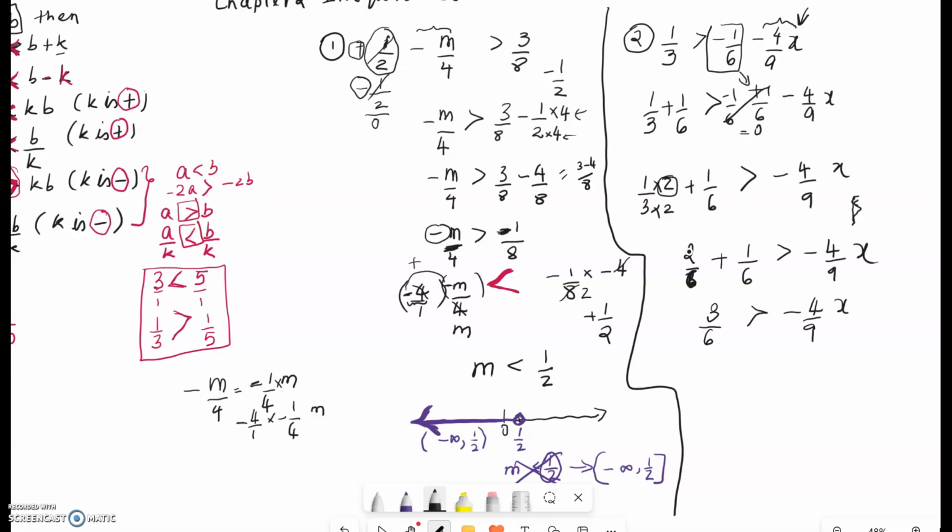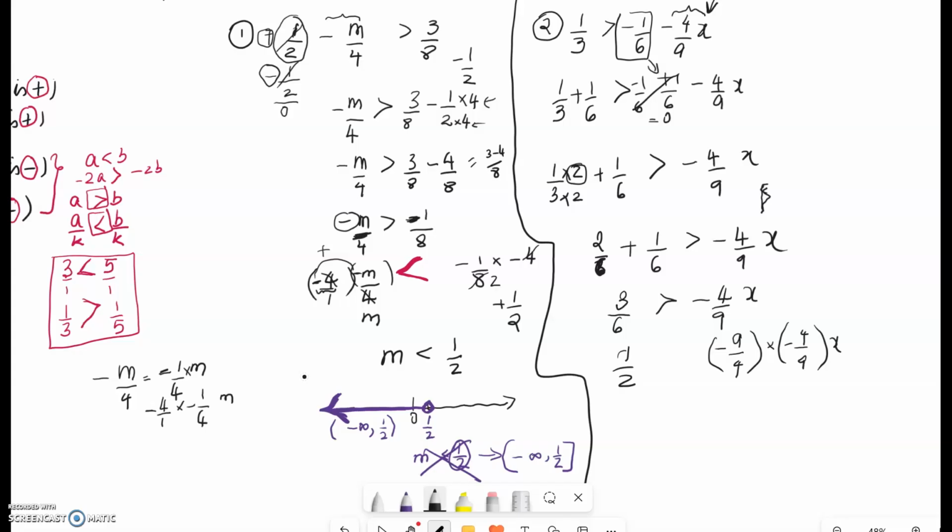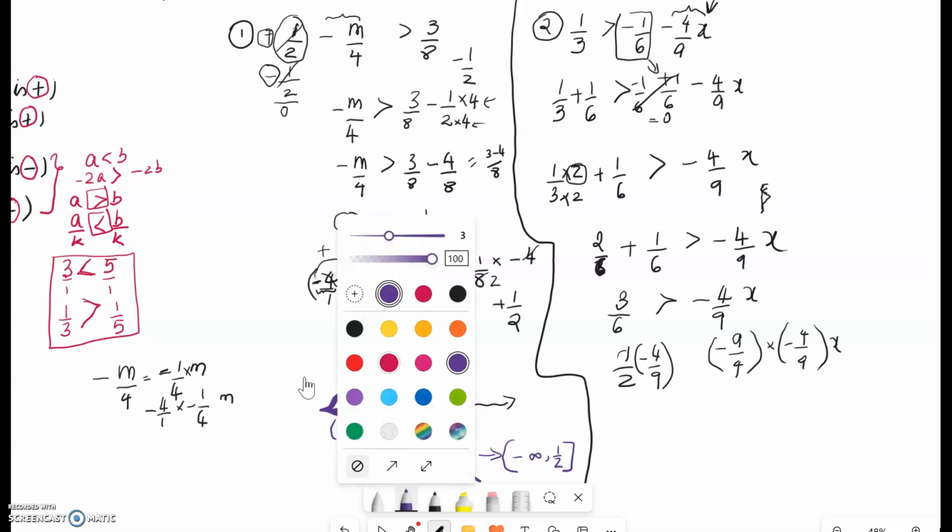Now remember, we have to get rid of negative 4/9. So how do you get rid of negative 4/9? Remember, 3 over 6 is nothing but a half. And the way to get rid of the negative 4/9 is by multiplying both sides with the reciprocal. The reciprocal of negative 4/9 is negative 9/4 times negative 4/9 x. And then we do the exact same thing on the other side. But what is the rule when we multiply both sides with a negative number? Remember that the inequality was greater than, but when we multiply both sides with a negative number, the inequality gets flipped.